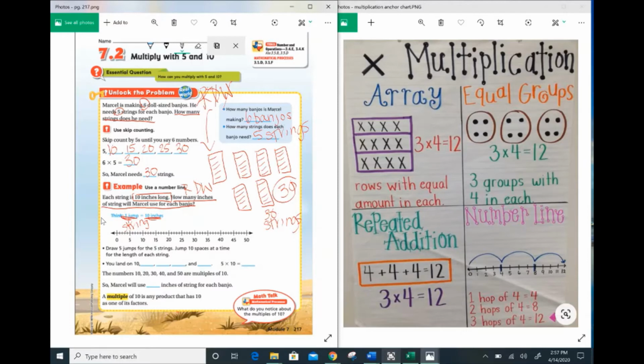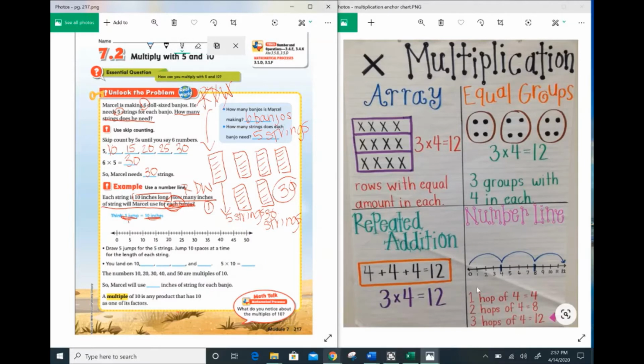But let me look at my question correctly. It's asking me how many inches of string Marcel will use for each banjo. So each is the key word here. I'm only looking for 1 banjo. And in 1 banjo, I know he needs 5 strings. So let me go ahead and figure that out by skip counting.